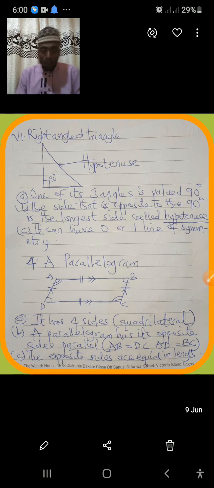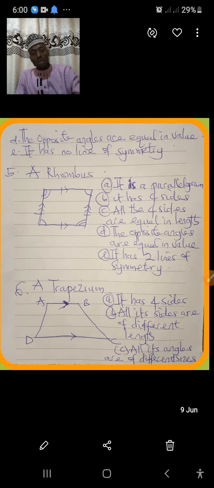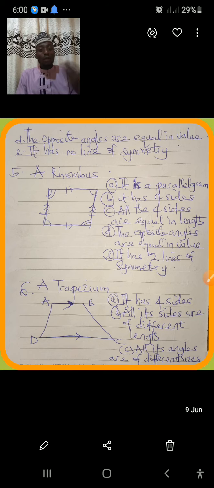Take note. The opposite sides are equal in length. If this side is 4, this side will be 4. If this side is 10, this side will be 10. It's just like a rectangle. That is that. The fourth one is opposite angles too are equal in value.